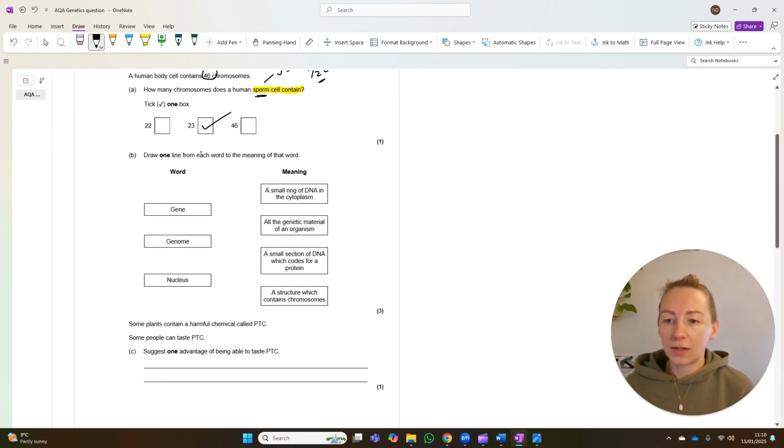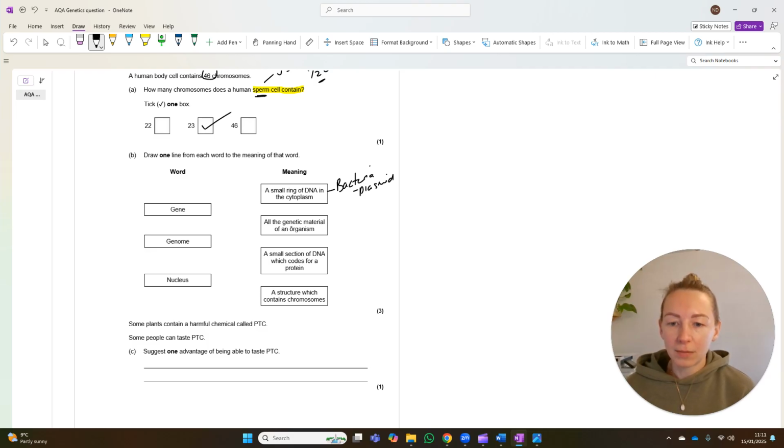So draw one line from each word to the meaning of that word. You must always draw just one line. If you draw another line from each box, then you'll be penalised for that. So you must make sure you just draw one line. So a small ring of DNA in the cytoplasm, that is usually in a bacteria, and that is called a plasmid. So that answer is not any of these. So I think this is the one that's going to be left out.